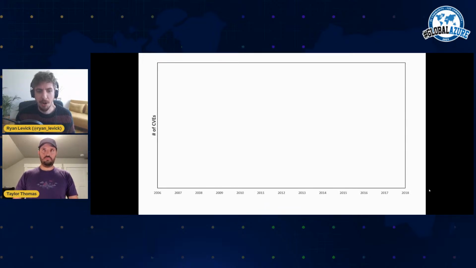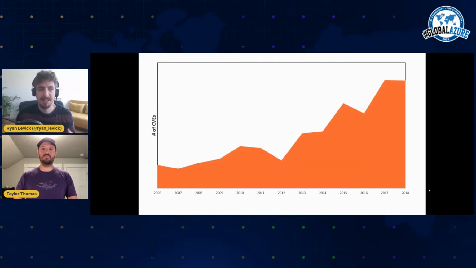Well, if we look at the number of CVEs, the most serious security vulnerabilities, over time, you can see that the number is just going up. This stops at 2018, but over the past 3 years, it's basically been the same story. It's going up and up and up.